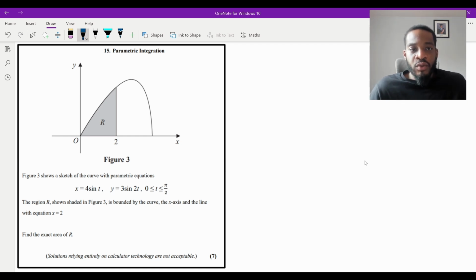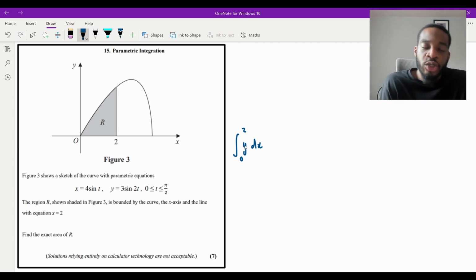Okay, so this one, parametric integration. What do we do first? Well, what area are we looking for? Just in terms of x and y anyway, we're just going to be integrating between 0 and 2. And we're going to integrate the function y with respect to x. This is if it's in terms of x and y in Cartesian form.